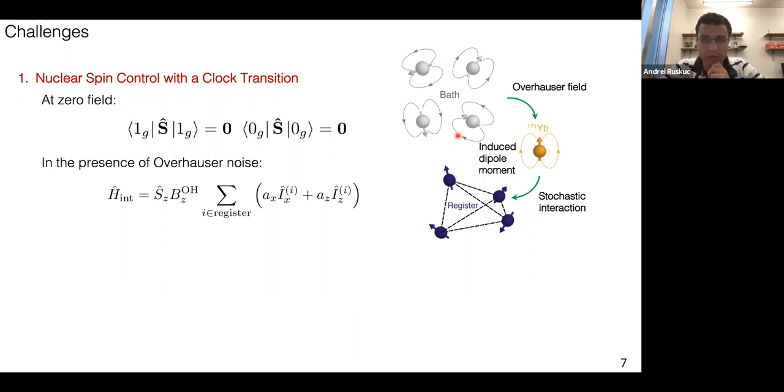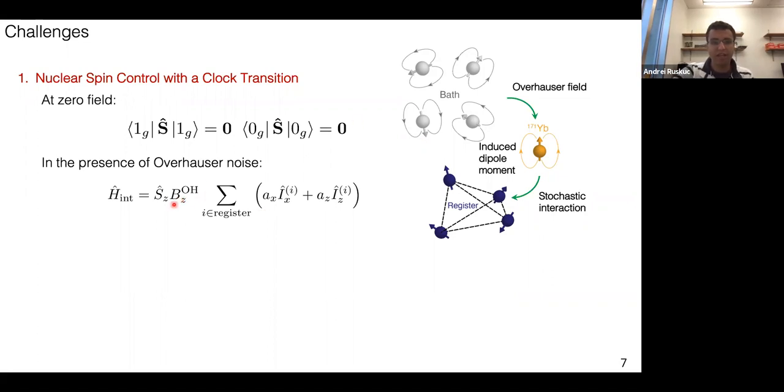To give a little more detail on this process, the bath that I mentioned on the previous slide generates a mean field, which we're going to call the Overhauser field. As these bath spins undergo flip-flops or T1 relaxation, this Overhauser field undergoes some random time evolution, which is quasi-static on fairly short timescales, but is fluctuating nevertheless. This Overhauser field then induces a magnetic dipole moment on the ytterbium, which is also randomized. And it's in fact this randomized dipole moment which is the dominant source of interaction with the register.